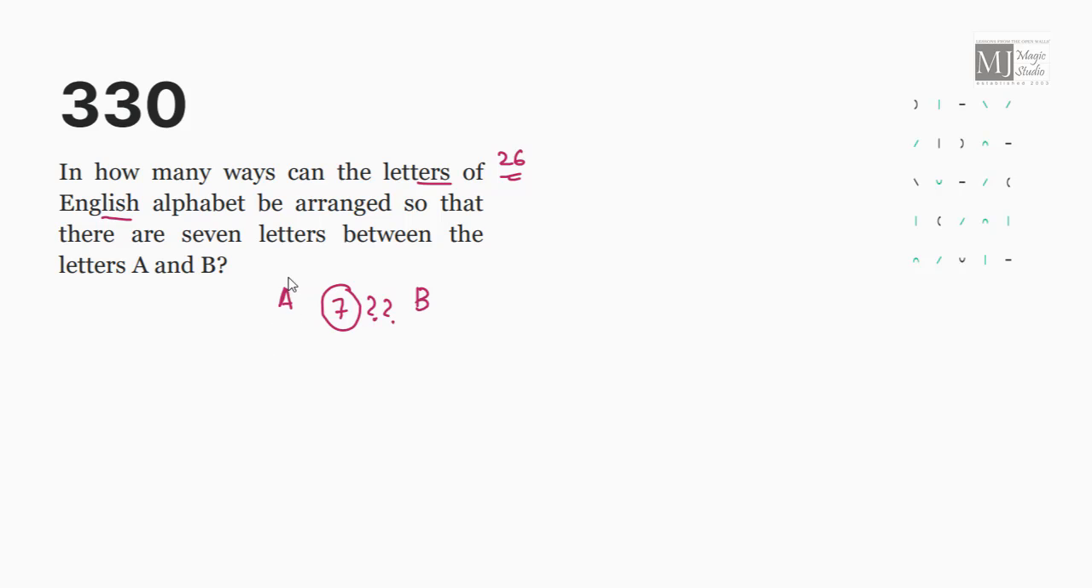Since 2 are A and B, we are left with 24 letters. Let us first select 7 letters which will appear between A and B. Since it is selection, we can do it in 24C7 ways. Now as we see, there are 9 people in this particular group. These 9 people, A, B and 7 people between A and B, will always remain together.